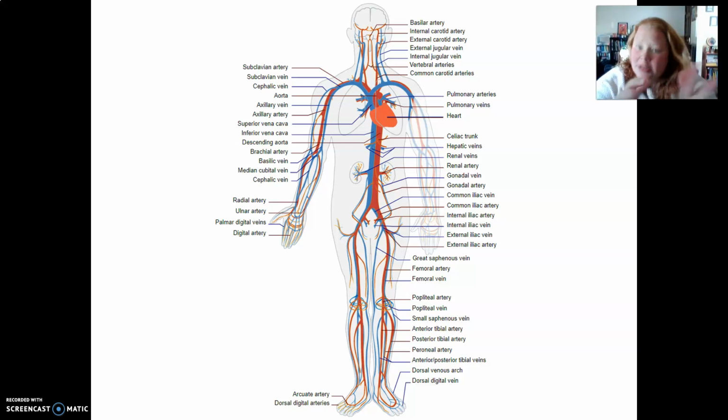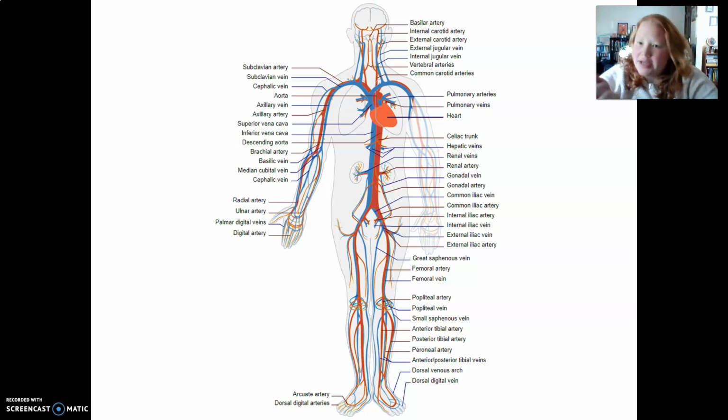So it's going to drop off oxygen, and then in the capillaries, which are these little tiny blood vessels, it will drop off that oxygen. It will pick up carbon dioxide and other wastes. And then it will travel back to your heart.